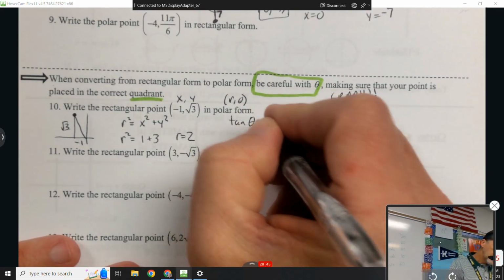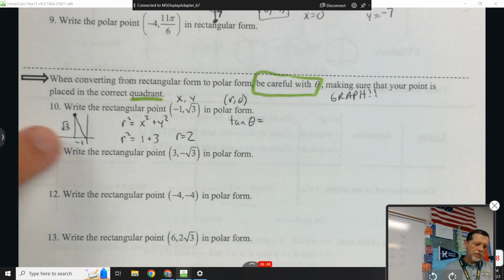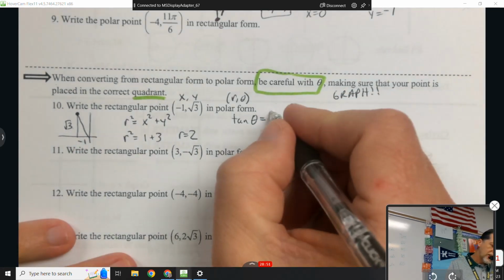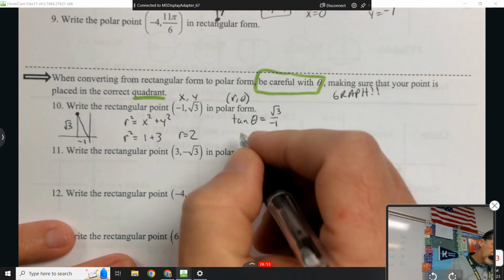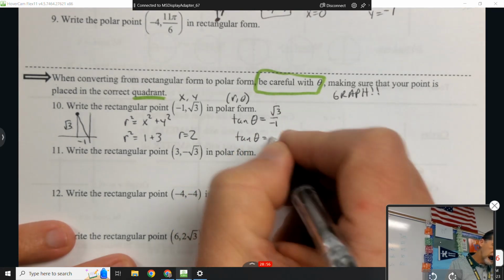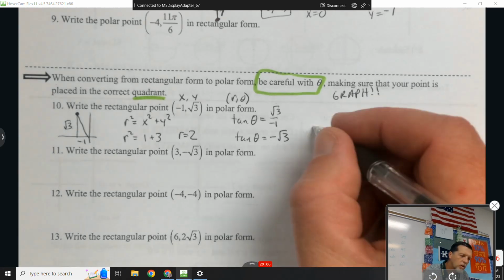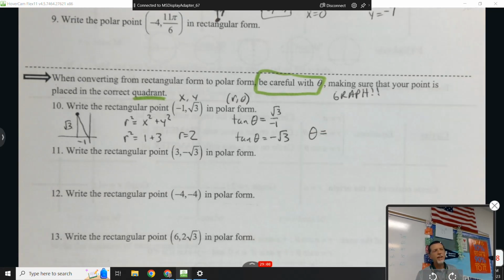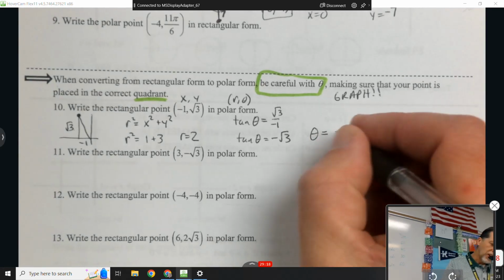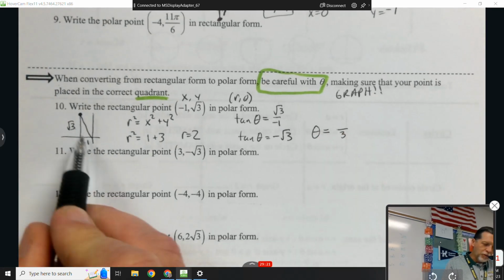Tangent of theta is opposite over adjacent, or y over x. So tangent is equal to negative root 3. So what angle has a tangent of negative square root of 3? The old tangent root 3 trick is still needed. It's definitely pi over 3. And we just drew a picture of it in the second quadrant, so it's got to be 2 pi over 3.